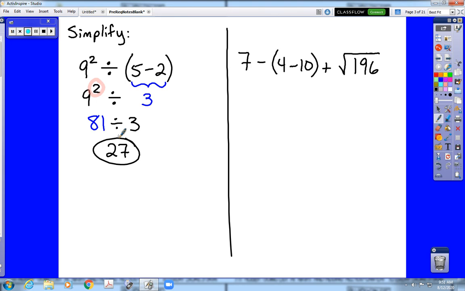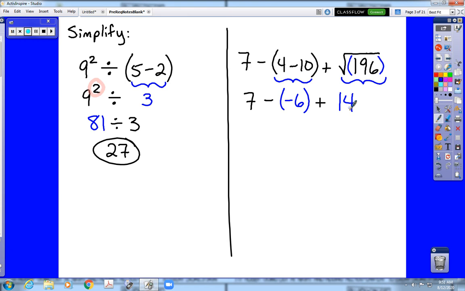On to this next example. This is an important one to see because one thing we may not know is that square roots are another type of thing that we have to deal with as if it has parentheses. So when we're looking at this, we really have 2 things that we need to do. We need to do 4 minus 10, and we need to do the square root of 196. So we have 7 minus 4 minus 10, which is negative 6, plus the square root of 196, which is 14.